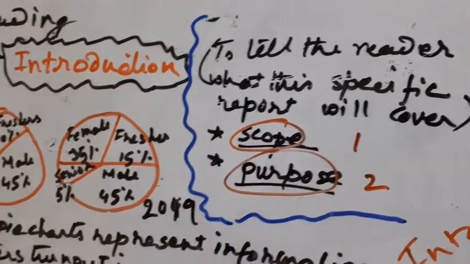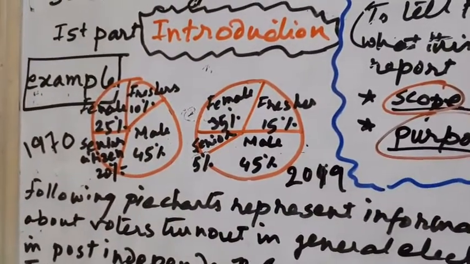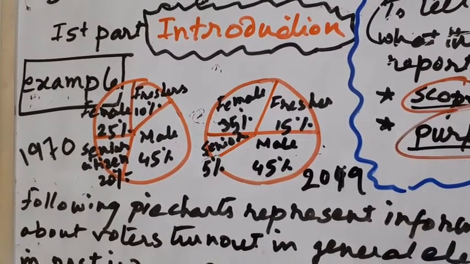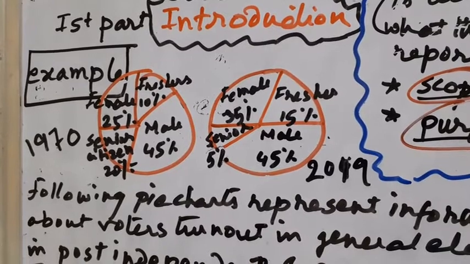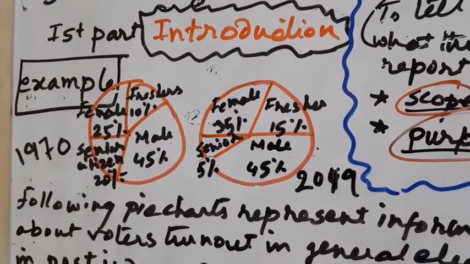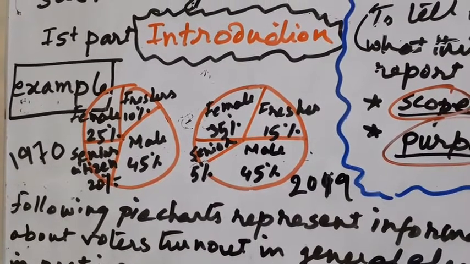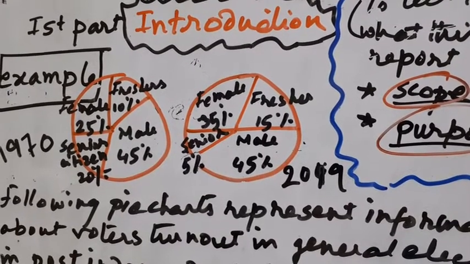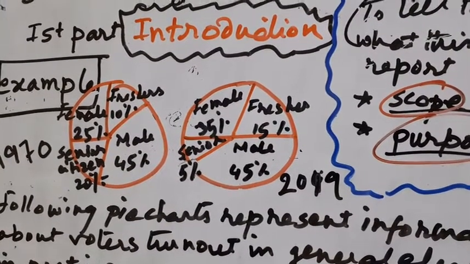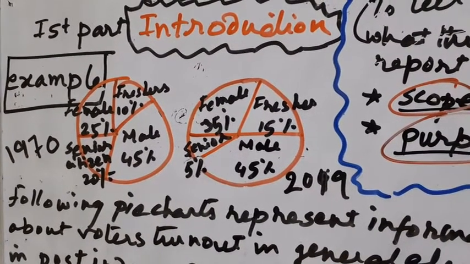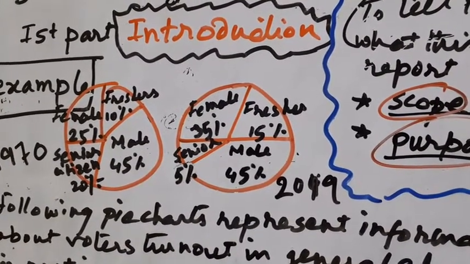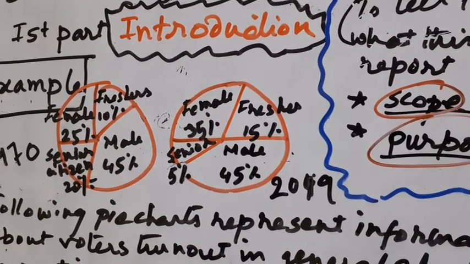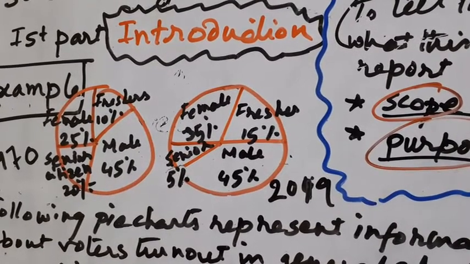With one example I would like to begin. See the pie charts. Can you see? There are two pie charts, spanning more than 50 years. One is from 1970, after independence. We can see the ratio of the voters: female 25%, senior citizens 20%, freshers 10%, and male 45%.